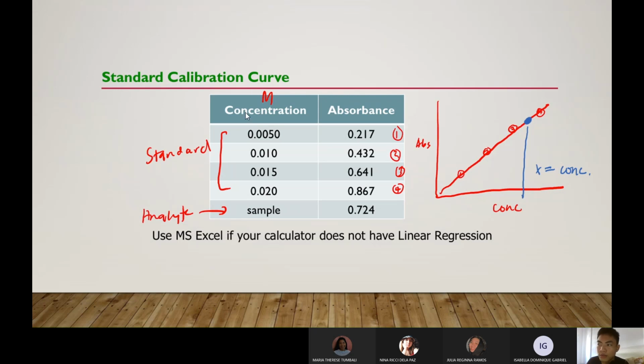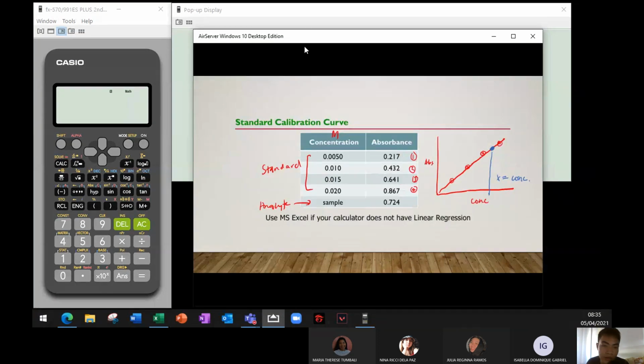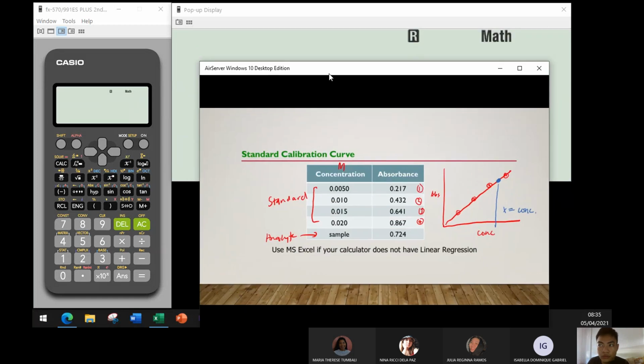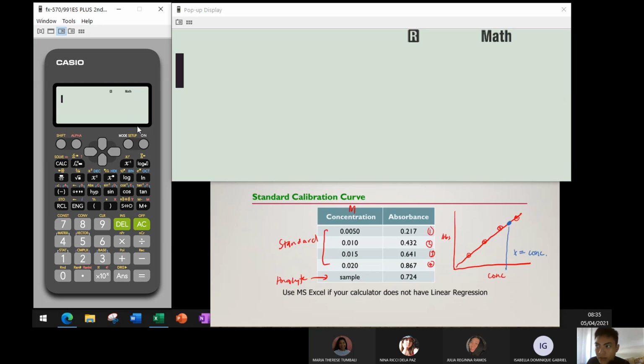Okay. So, how do we do a standard calibration curve? Tuturo ko muna yung calculator method. Okay. So, let us show how to do the calculator method for this one. Pero kung yung calculator nyo wala, we will use Microsoft Excel. Okay. So, let's go sa calculator.